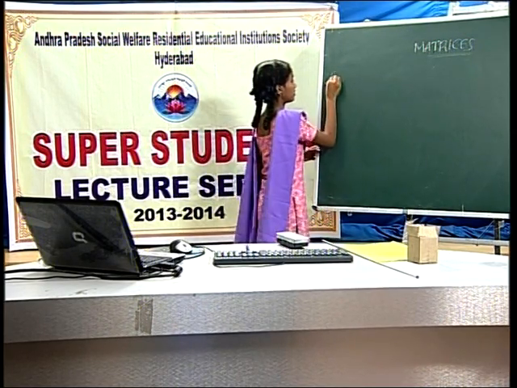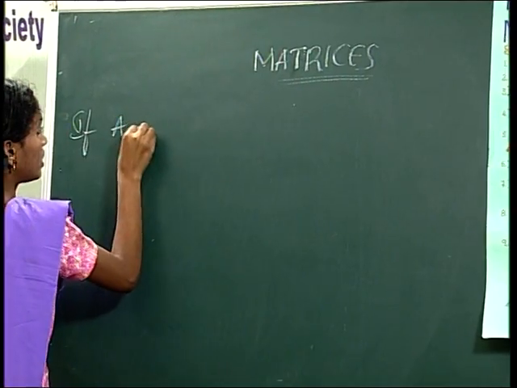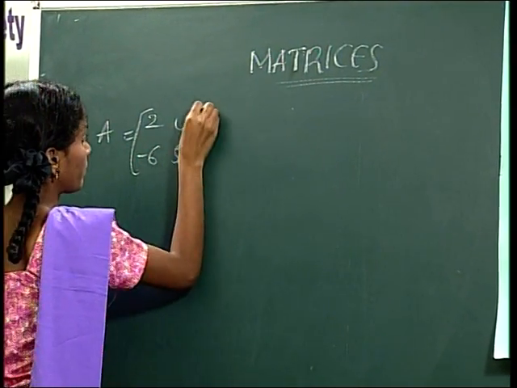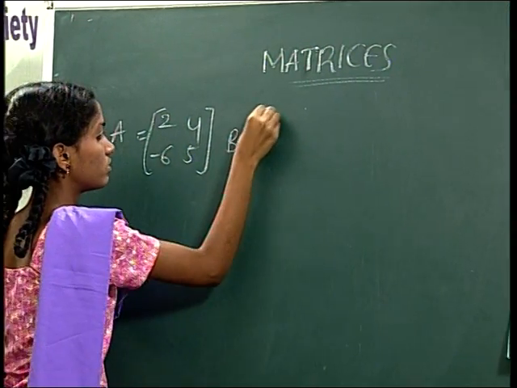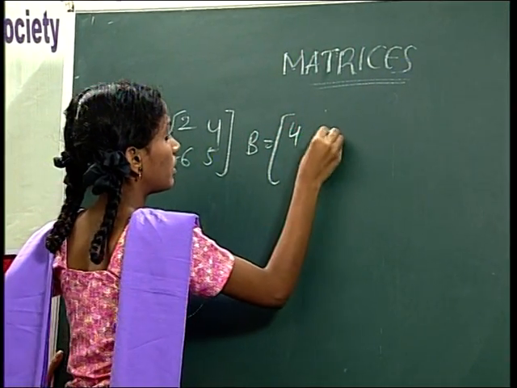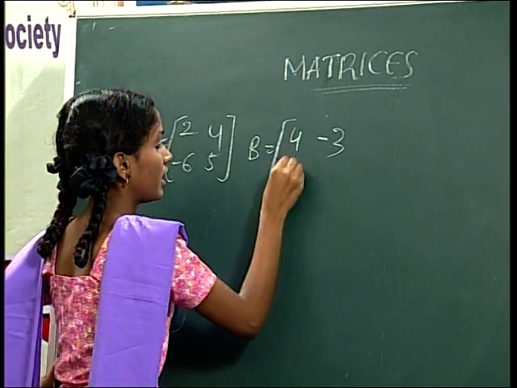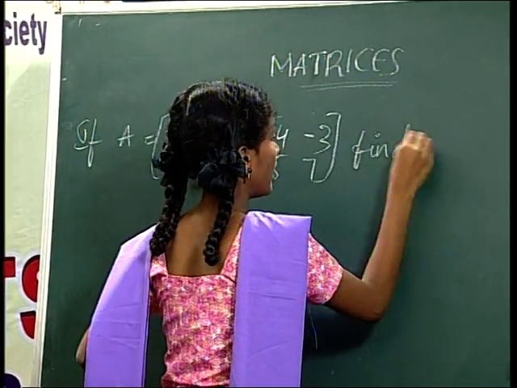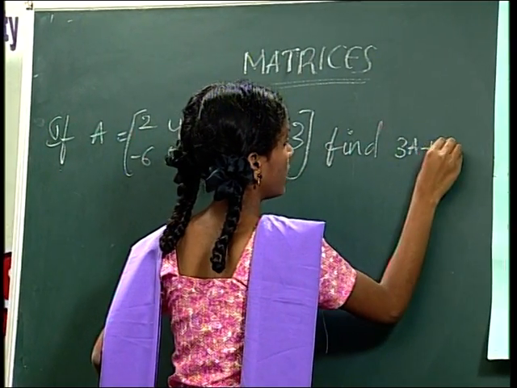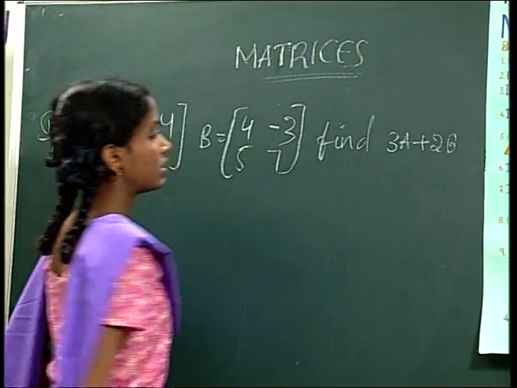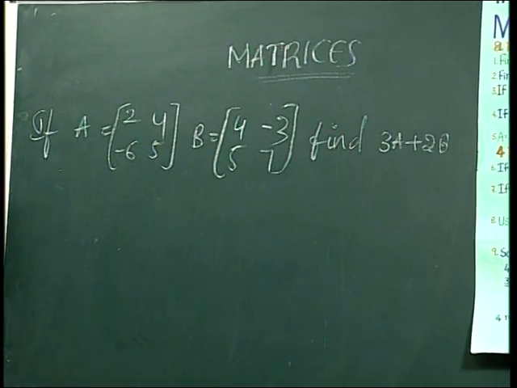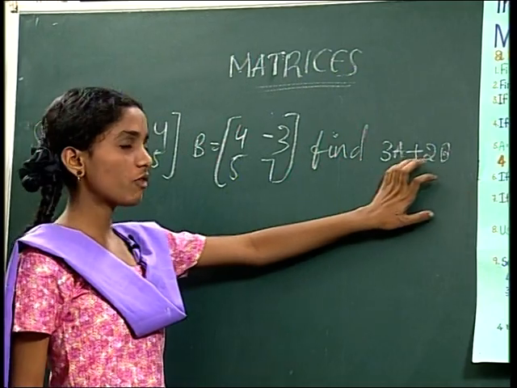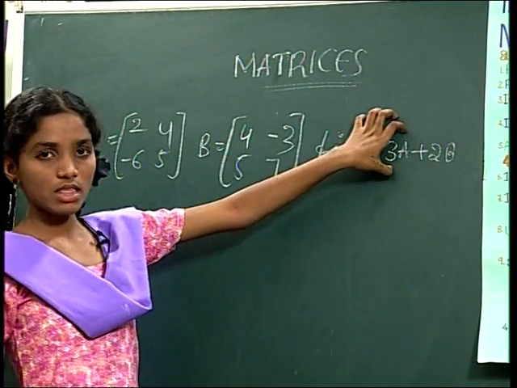Addition of matrix. If A equals 2, 4, minus 6, 5 and B equals 4, minus 3, 5, 7, find 3A plus 2B. Friends, here we are finding the addition of matrix. What you have to find? 3A plus 2B. Before finding this, first of all we have to find 3A.